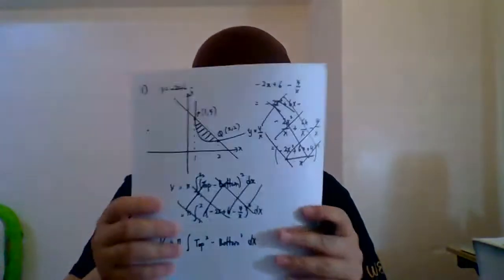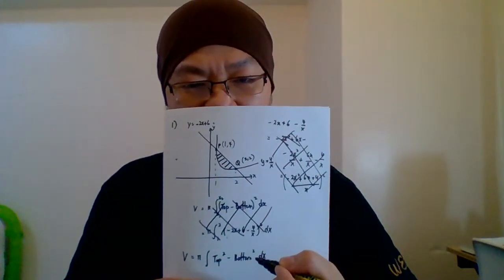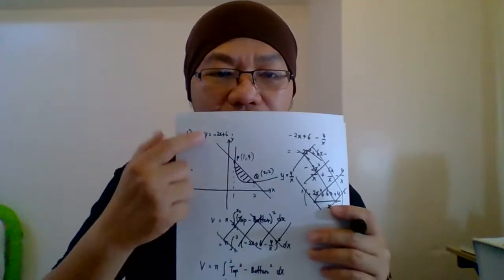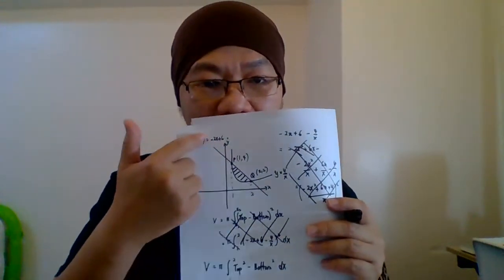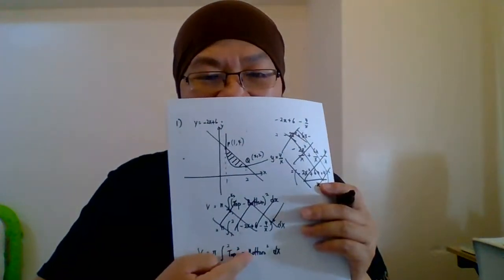So the volume equals pi integrate top squared minus bottom squared. That's why I wondered why it looked strange. The limits are 1 to 2 as usual. So pi integrate from 1 to 2. The top is your straight line. You need to square this equation, and square the other equation, and then you subtract them, and then you do the normal integration.